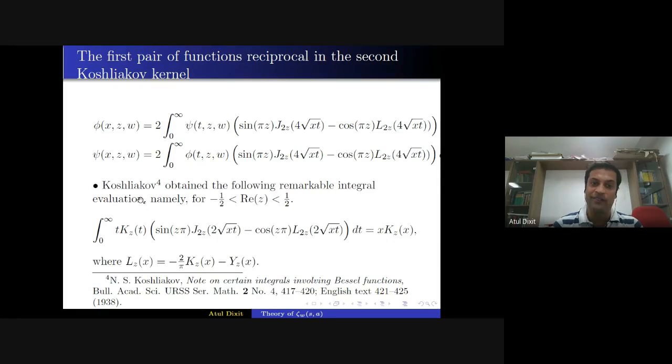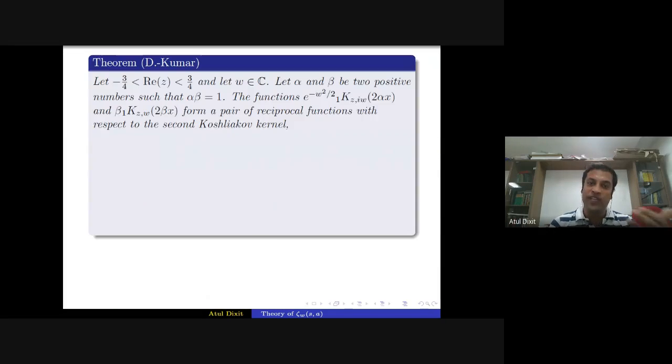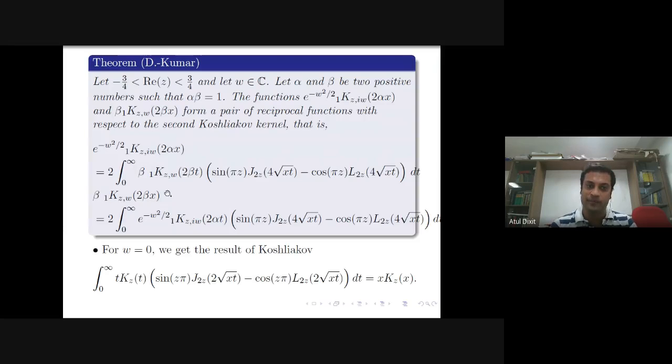Well, Koshlikov has obtained for us a very beautiful result of a function which is self-reciprocal, not just reciprocal, in this kernel. So when you integrate t times the K Bessel function against this kernel, you get back the same thing, x times K_z of x. So already there is one member in that set of pairs of functions which are reciprocal, namely t times K_z and t times K_z. What we needed was a generalization of that.